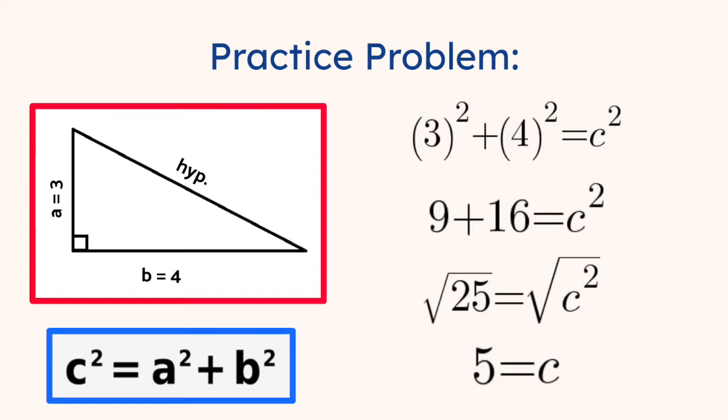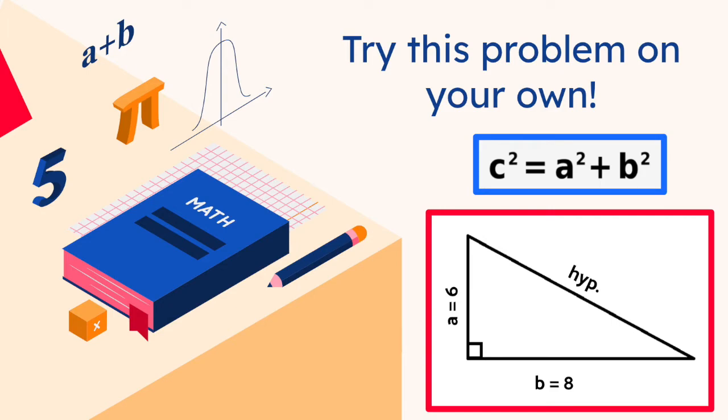So c equals 5. A quick way to double check if your answer is possible is if c is larger than the a and b value. In this case, 5 is larger than a, and 5 is also larger than b, meaning that it is a possible solution. This is a quick problem that you can try on your own.